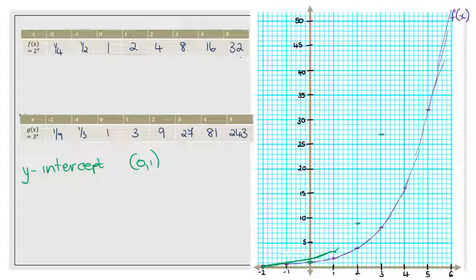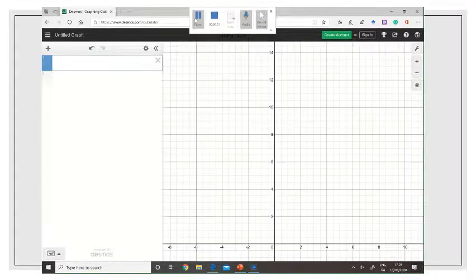Excuse me, I'll have to erase that. I'm going to sketch what we've got, and then we're going to take some notes about the features of the graphs. And label that g of x. Okay, so it might be a little bit more useful to see them plotted on Desmos, as it might be a little bit quicker and easier to follow than my scrolls.